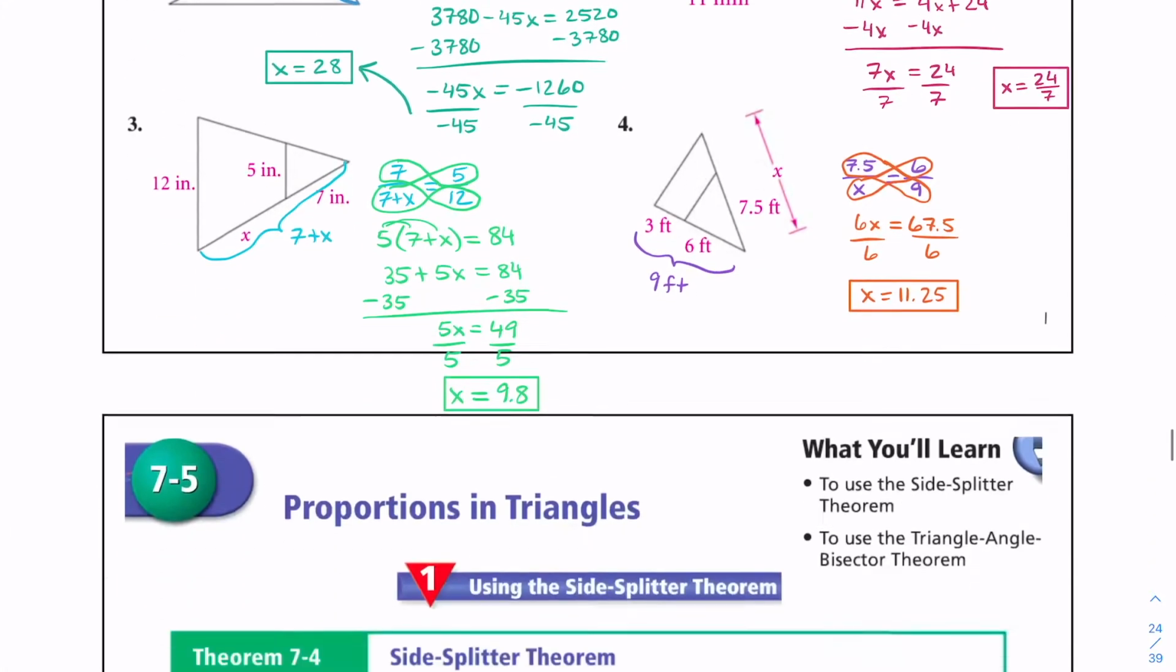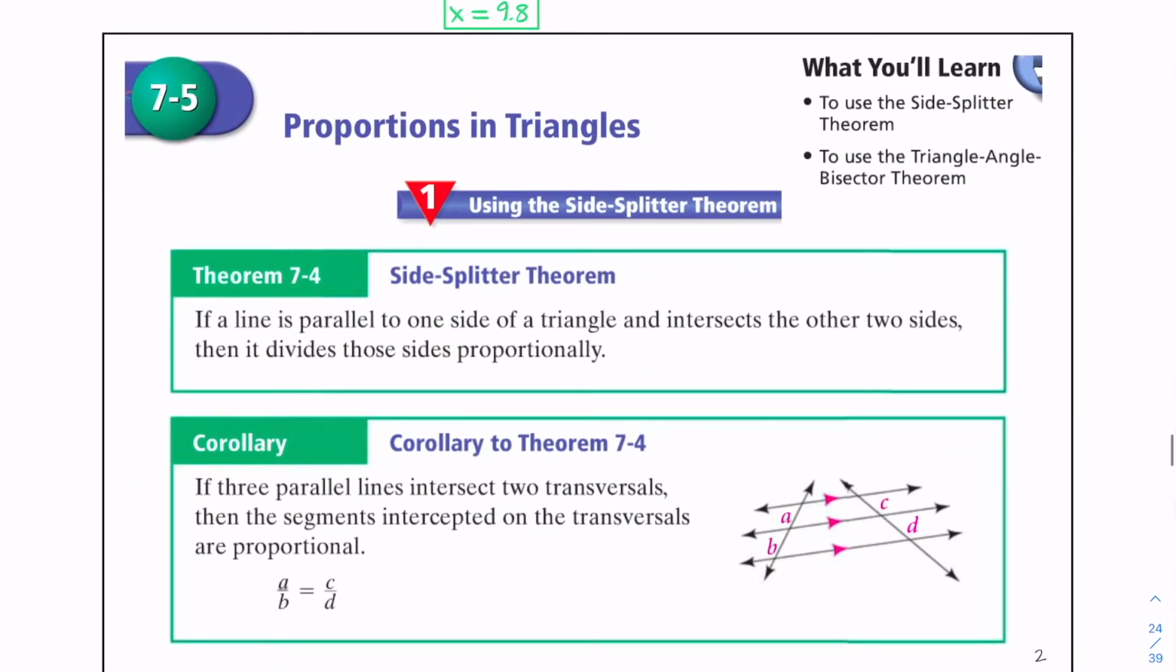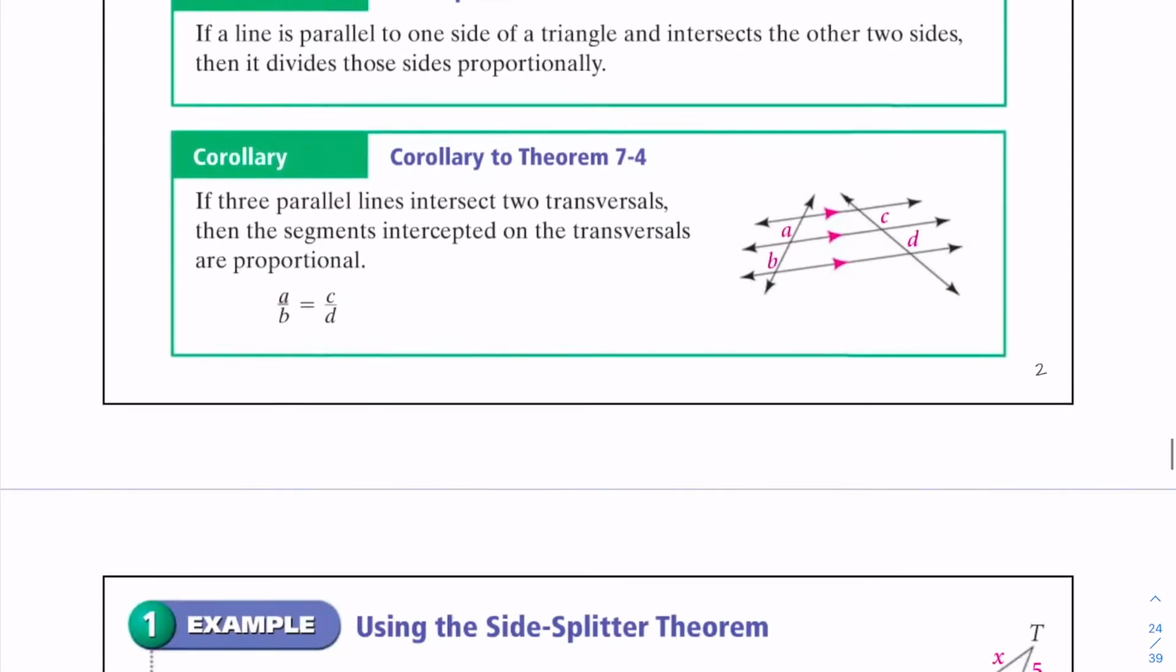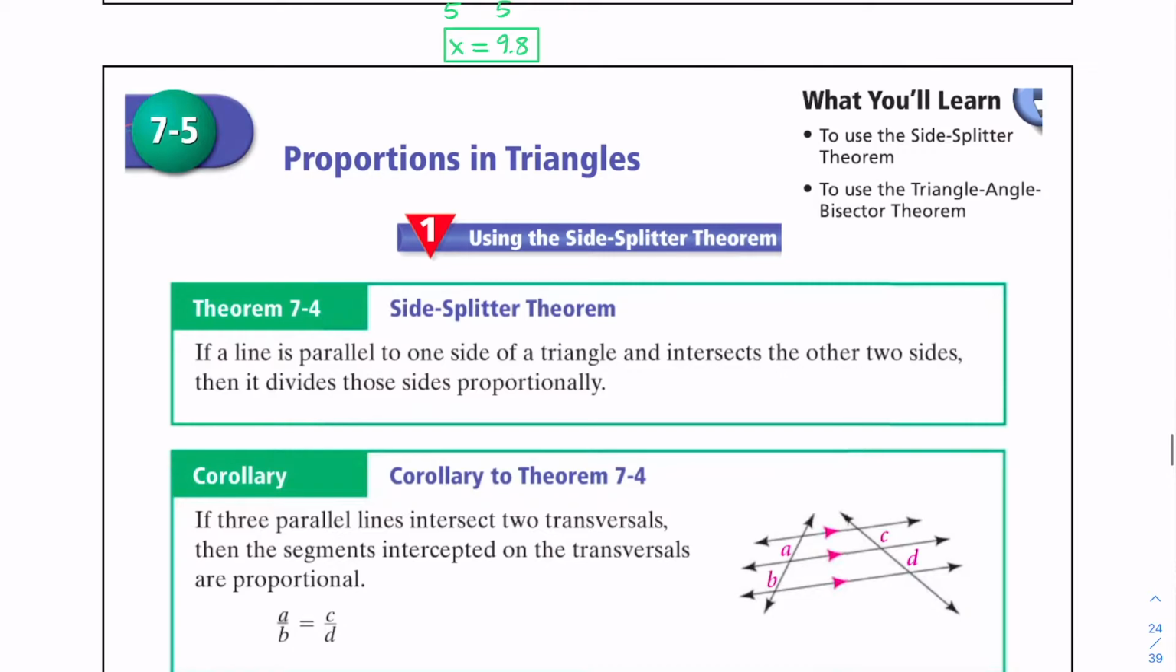So we're going to talk about proportions in triangles. And actually, sometimes there's an easier way to set it up. Sometimes you can use just the x, but I'll show you when you can and cannot use it. You can use it when they're splitting sides. So this theorem today in proportions in triangles, we're going to be using the side splitter theorem.